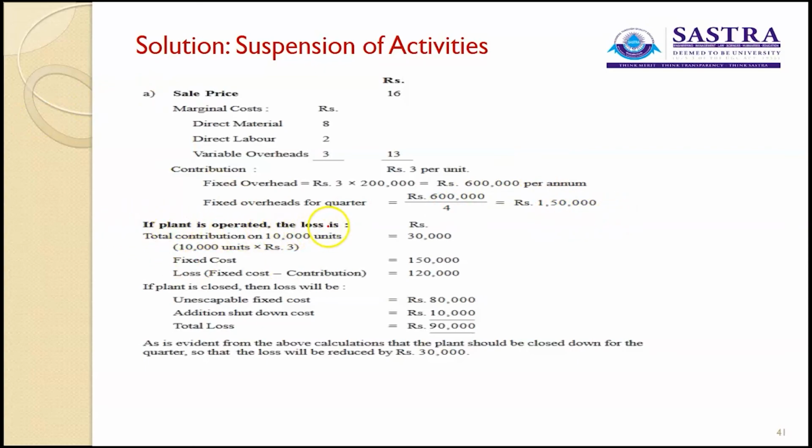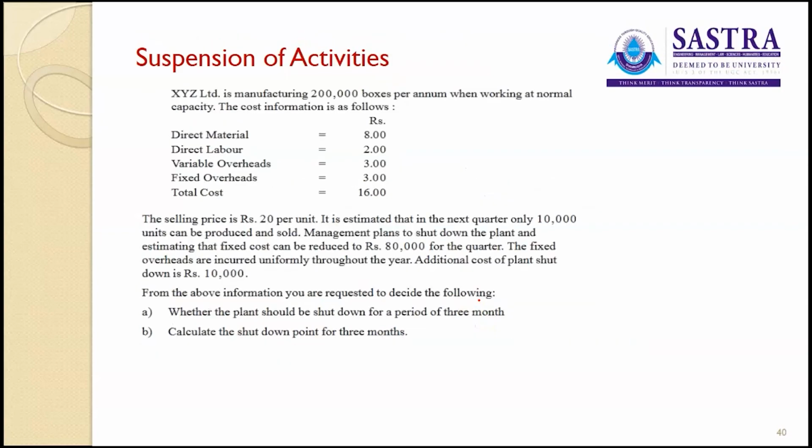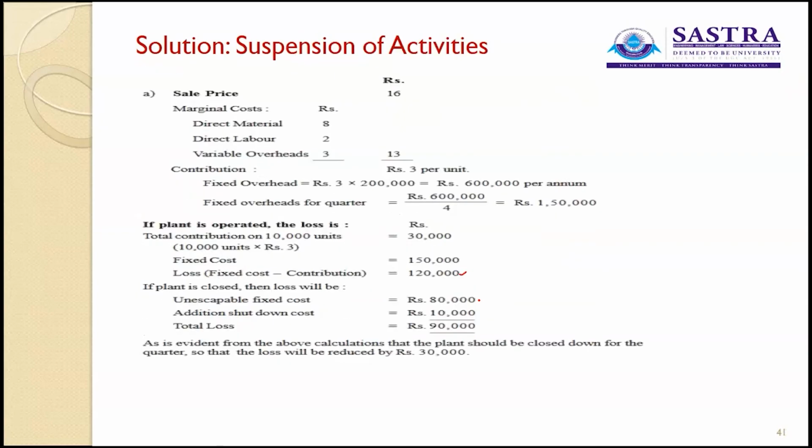If the plant is operated, the loss is as follows. Total contribution for 10,000 units: 10,000 into 3 will get 30,000. Fixed cost we have 1,50,000. So loss we have 1,20,000 rupees. Then if the plant is closed, the loss will be the unescapable fixed cost, which is 80,000 given in the problem. Then we have an additional cost of 10,000. So we have 90,000 as your cost when the plant is closed.